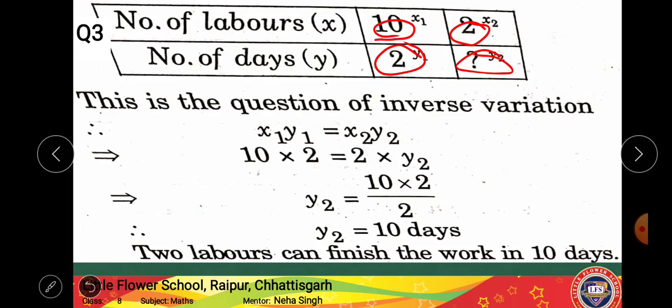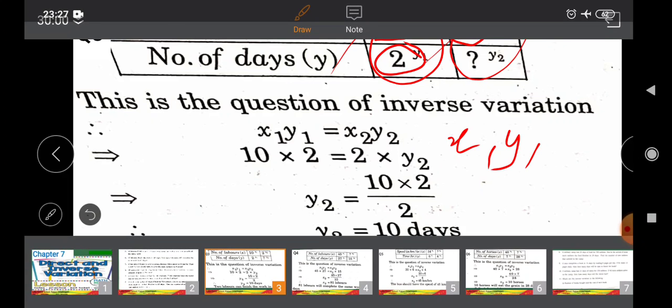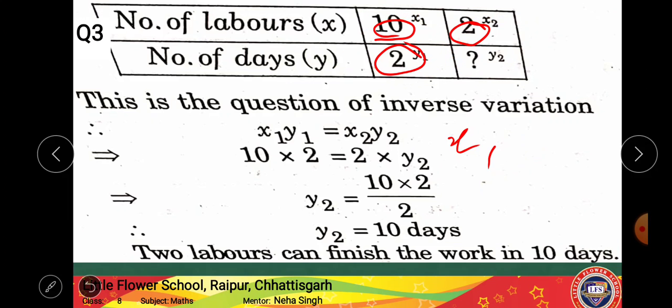Now in direct variation, what were we doing? x1 upon y1 equals x2 upon y2, right? We were doing this, but in indirect variation, where one is increasing and the other is decreasing, what will we do? x1 y1, both will be multiplied with x2 y2, right? x1 y1 equals x2 y2. Just pay attention to this formula; it depends on whether the question is direct variation or indirect variation. The rest of the solution part is the same.